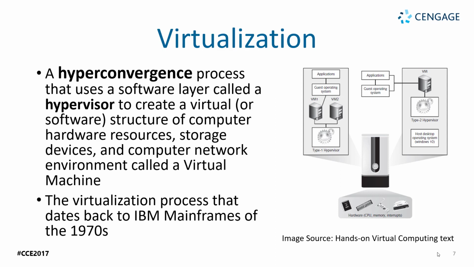Virtualization then is really a hyperconvergence process. It uses a software layer called a hypervisor to create a virtual structure consisting of the hardware resources or compute resources like the CPU, the memory, the storage device, the network. All this can be rolled up into a virtual machine, which basically is a computer defined in software and can be moved between various hardware environments. And this concept dates back to the IBM era. IBM mainframes in the 1970s pioneered some of these virtualization concepts, later used by VMware in their workstation product in the late 90s.